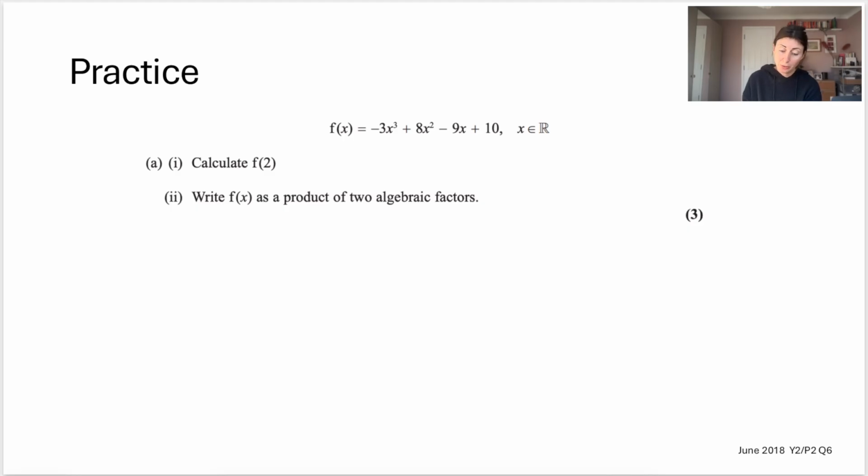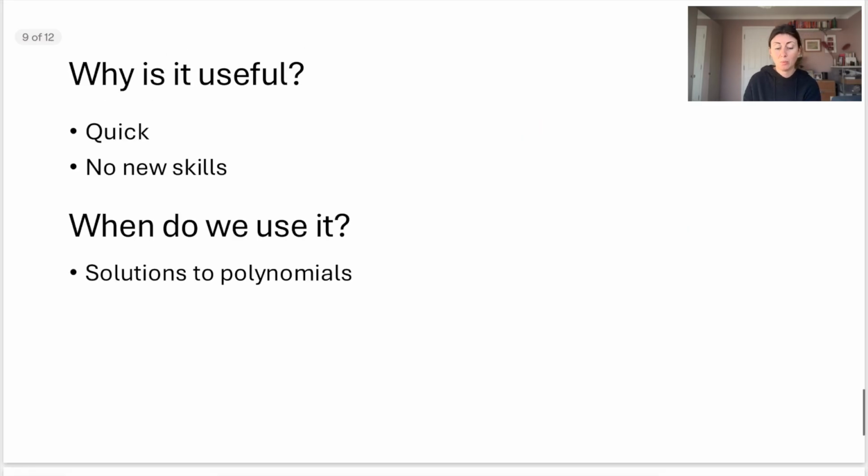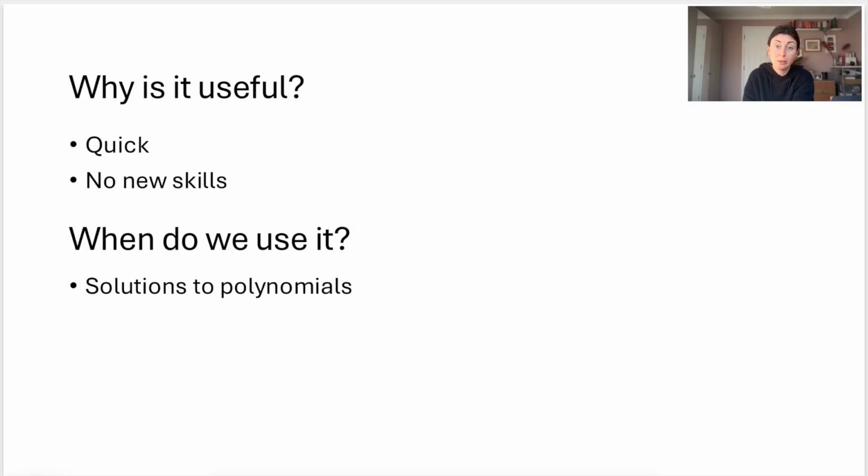More practice opportunities. Calculate f of 2 and write f of x as a product of 2 algebraic factors. This is a year 2 question, but you can see there's no real extension here from year 1. Getting your students to think about why is this useful? Why is this more useful than long division? It was really quick, and there's no new skills. It's just factorising, which is something they have to be able to do anyway.